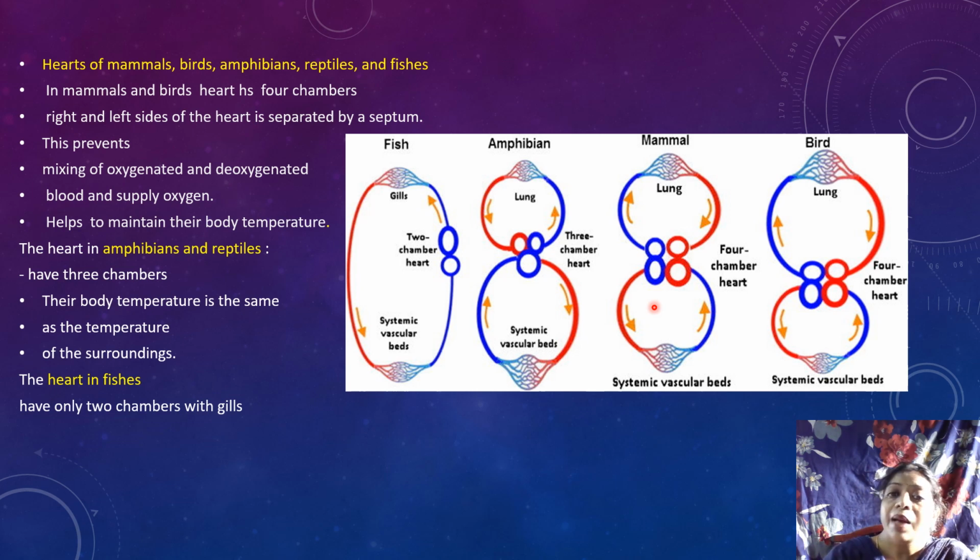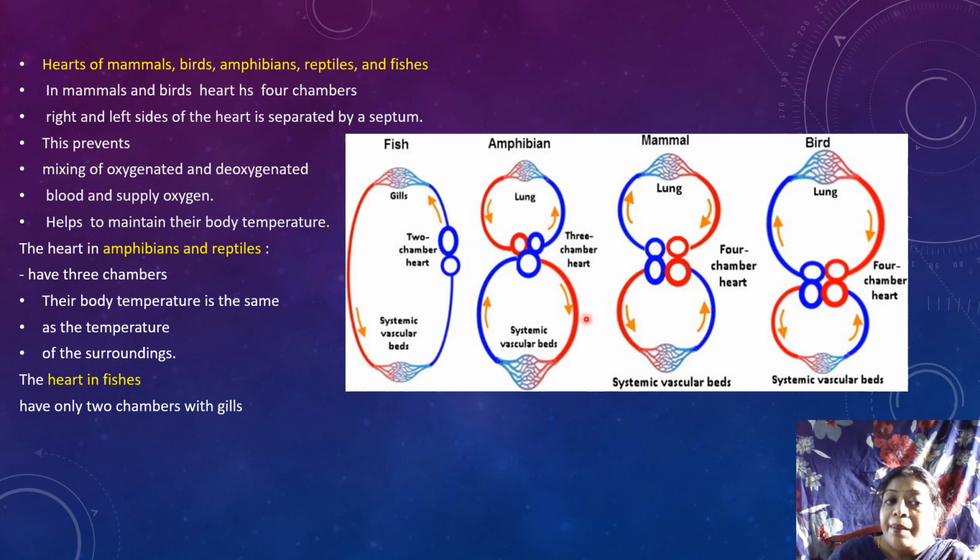When you talk about the heart in the amphibians and in the reptiles, what are reptiles? Crocodiles, snakes and others. They have 3-chambered hearts. In amphibians and reptiles, it is only 3-chambered. Here it is. So amphibians, they have 3-chambered hearts.